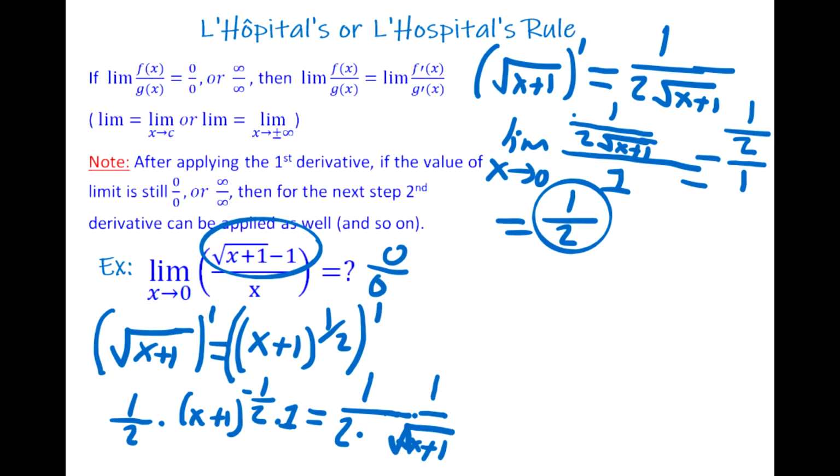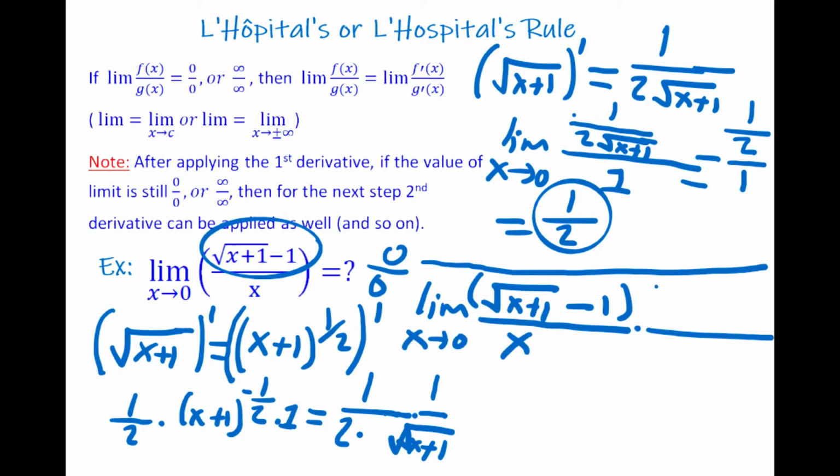Well, is there any other way to solve this question? Actually, there is another way to solve this question. You can multiply the fraction by the conjugate of the numerator. So once we do it, let me write the question again. If I multiply both numerator and denominator by the conjugate of the numerator, then we're going to have square root of x plus 1 divided by square root of x plus 1 plus 1.